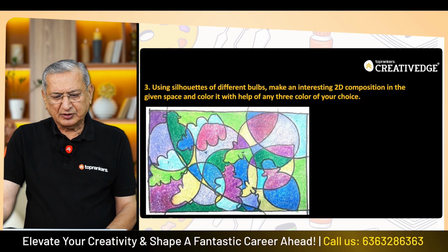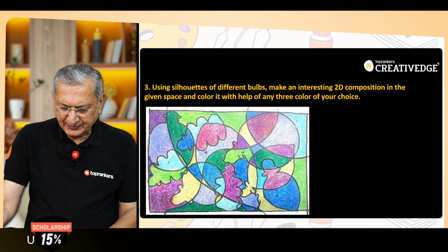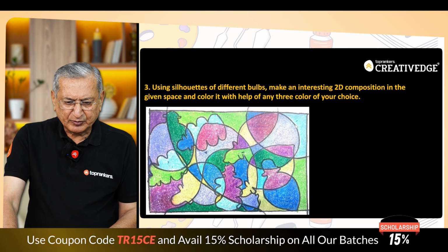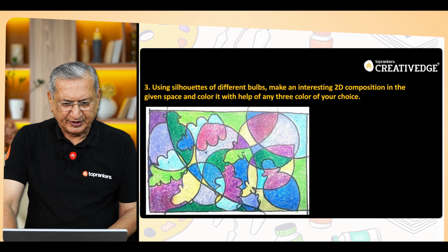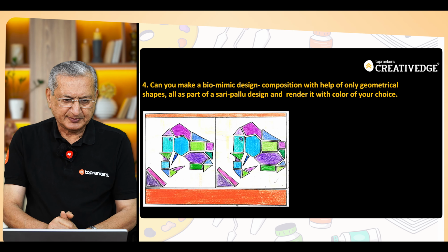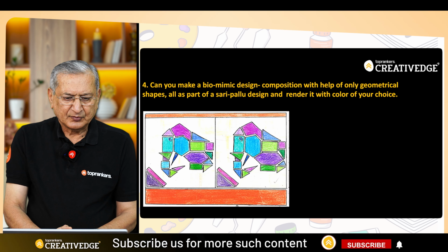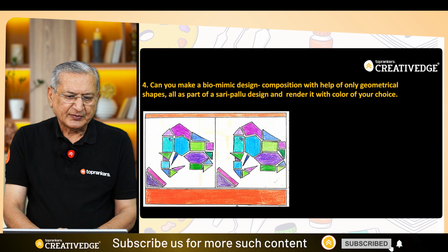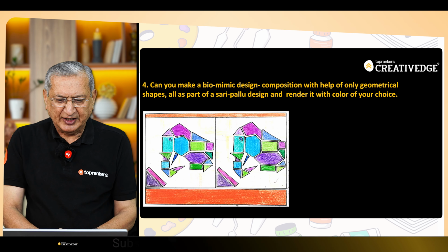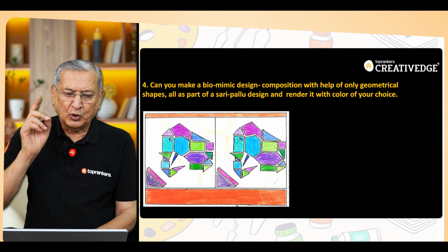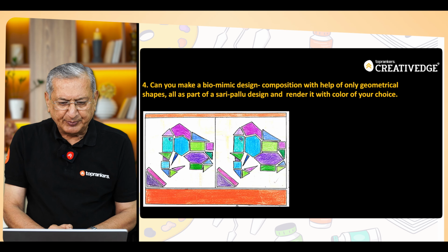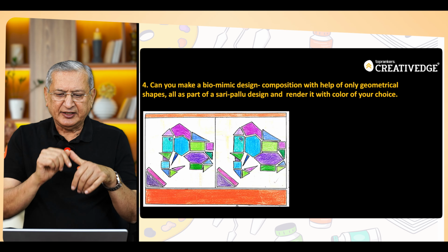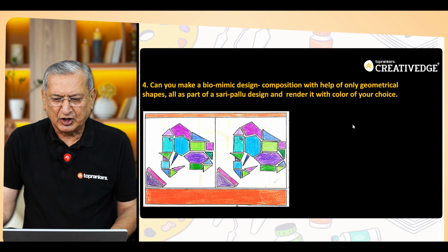So that was about one more composition. I have taken further varieties of questions. Let's see one more. It's a kind of a challenge. Can you make a biomimic design composition with the help of only geometrical shapes as all parts of a Sari-pallu design and render it with colors of your choice?